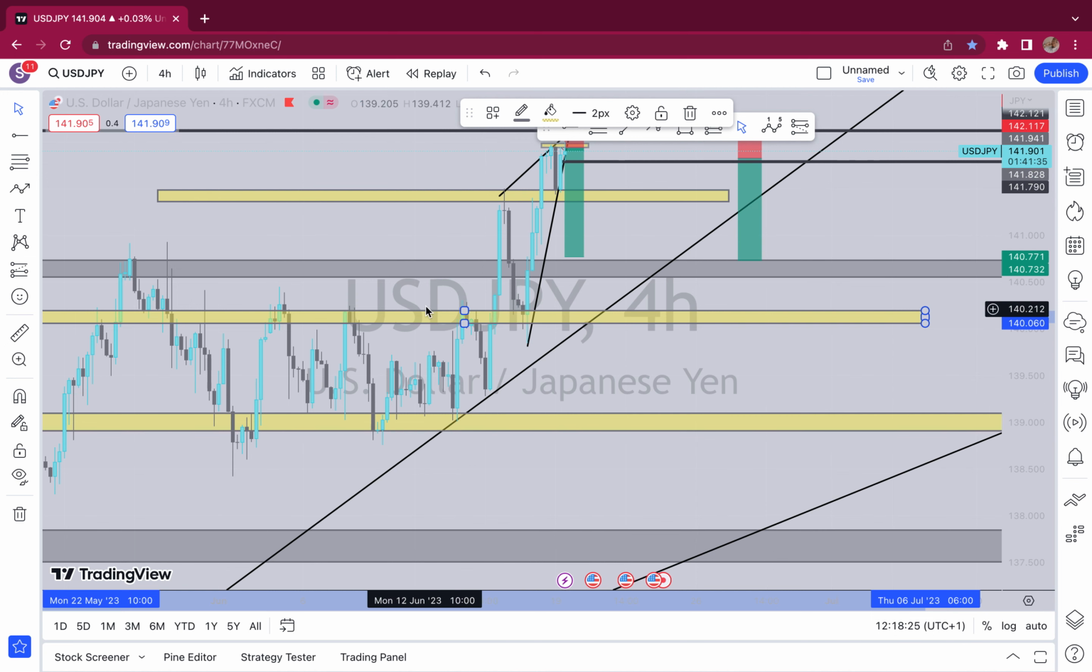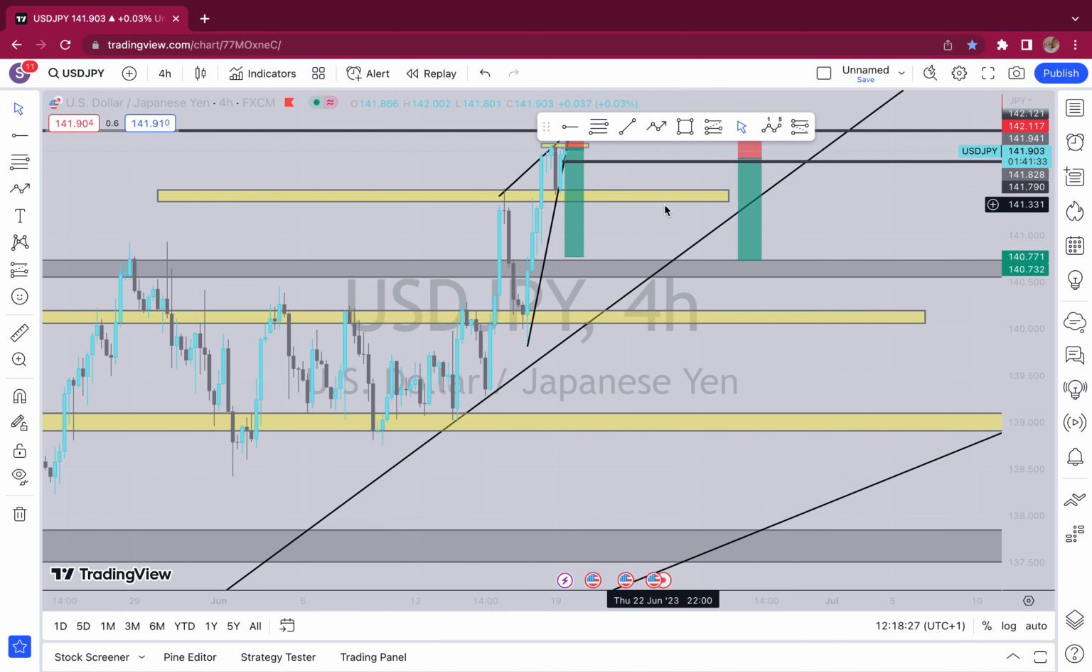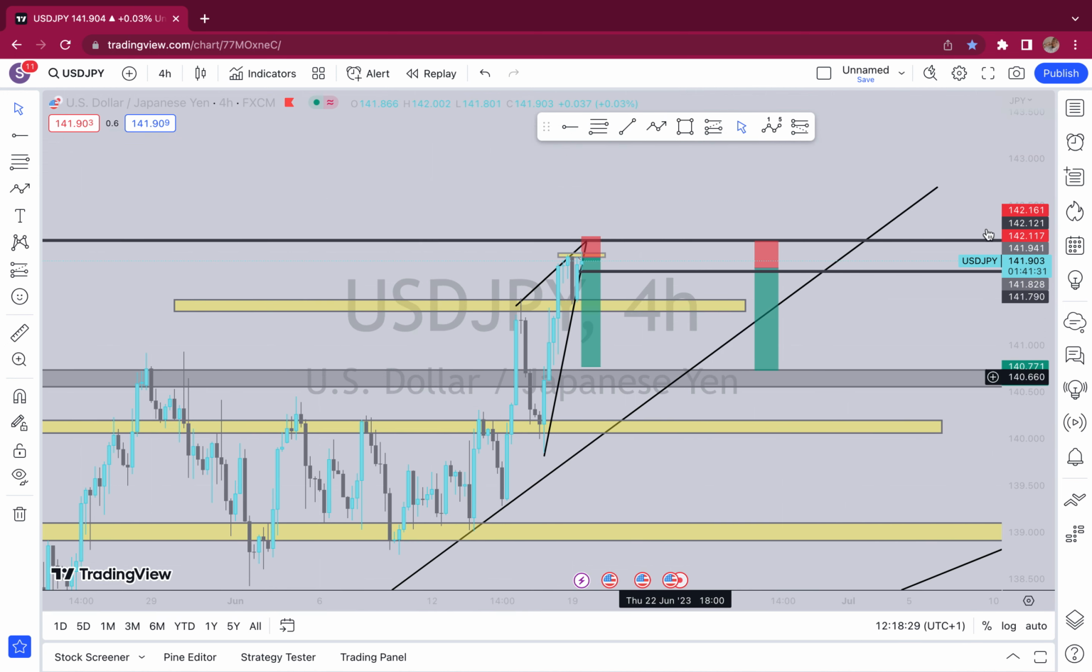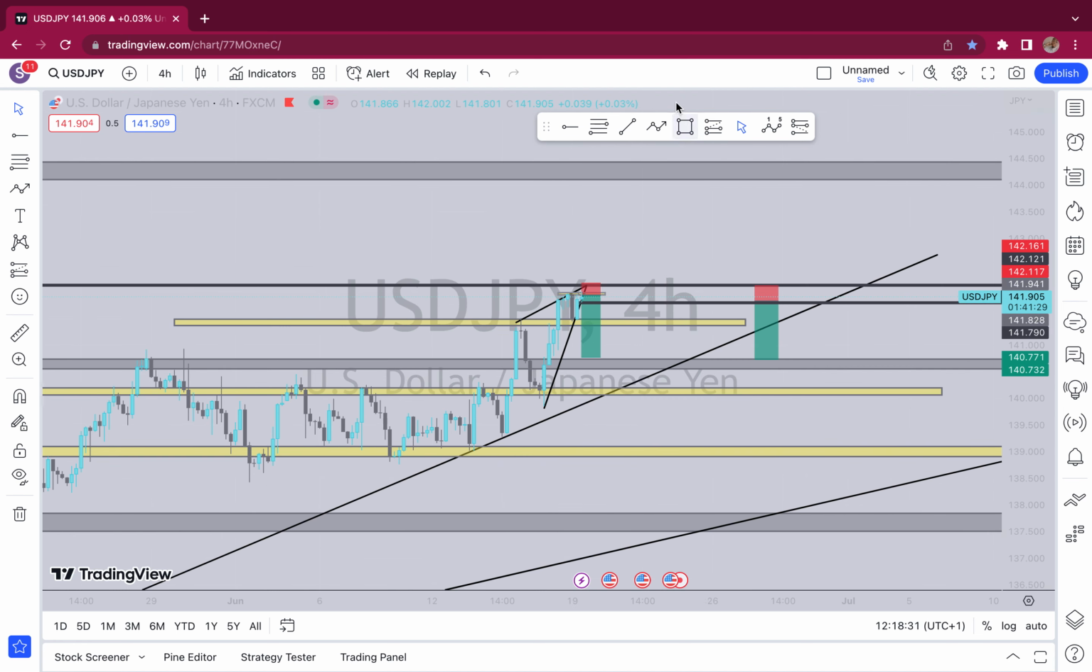I know when market leaves here, we will be targeting up, or when market breaks down from here, we'll be targeting here. So I know for a fact where market will react from, using either the yellow zone or my gray box.